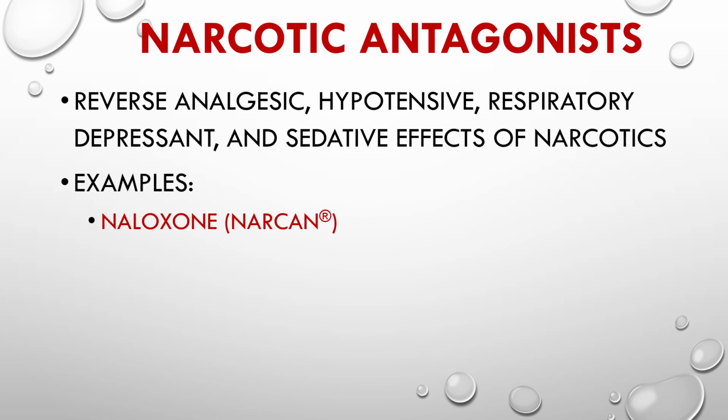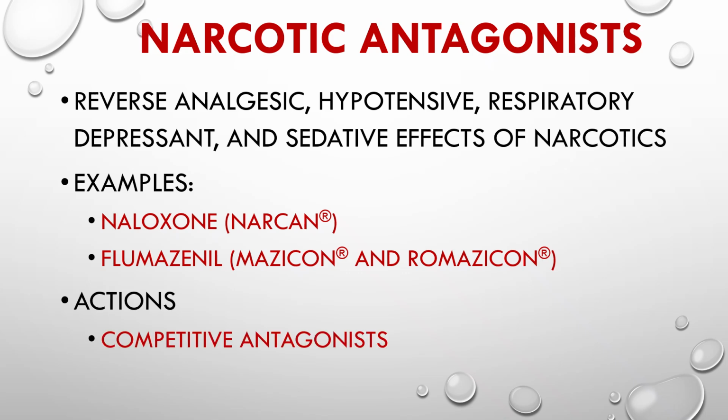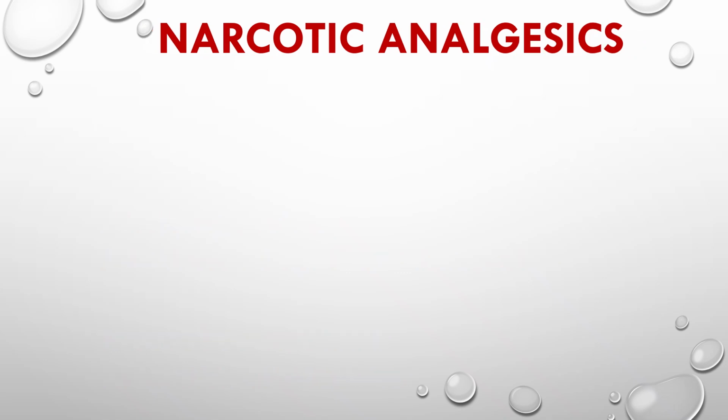So some examples: naloxone, which is Narcan, flumazenil, and how these work. Again, they're antagonists. They're competitive antagonists, which means they bind to the same receptor site as what the natural opiates would inside of our cells, but they bind to those opioid receptors and they block them, so nothing else can bind. Again, they are competitive, meaning that the dosing definitely matters. So they're going to block the effect of those narcotics.